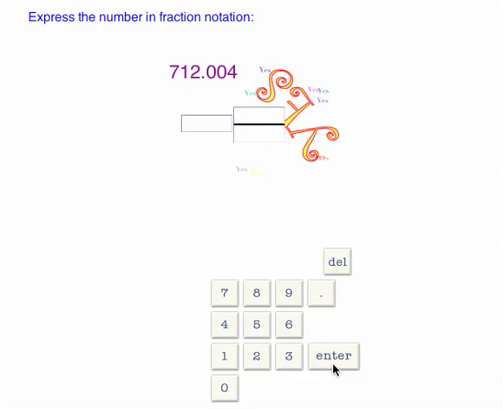Okay. All right. The whole number is what comes before the decimal, so I fill in the whole number. So 712, decimal place, and, okay, so we're going to have and. 4 is our numerator, and the denominator is going to be thousandths. Okay, because the last decimal place is thousandths.